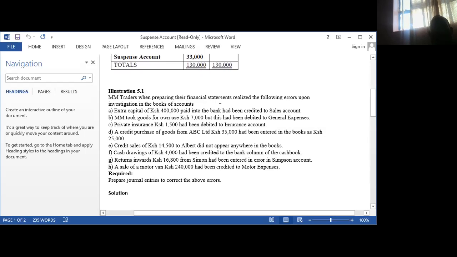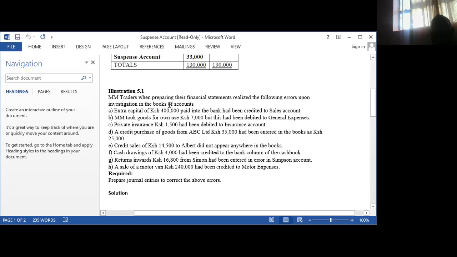Traders, when preparing their financial statement, realized the following errors upon investigation in the books of accounts. Extra capital, 400,000 paid into the bank had been credited in the sales. Look at this statement. The extra capital was put as sales instead of capital.